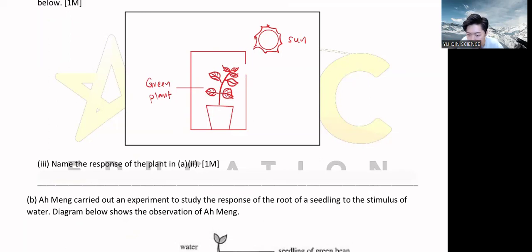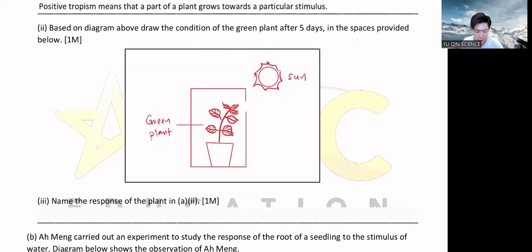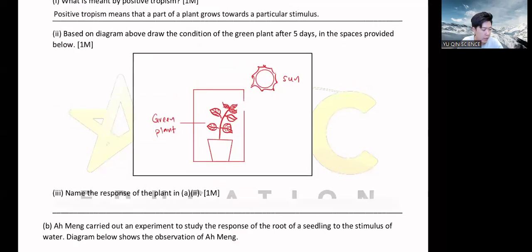1 mark only. No need to draw, wasting time. Yeah, you're right. Such a waste of time, right? Precious time. Very precious time.